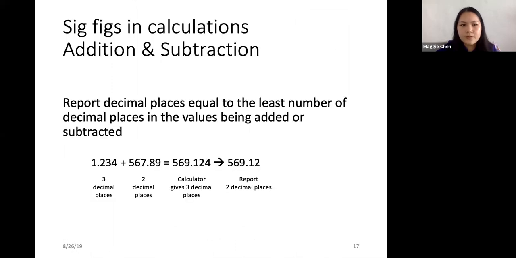Did anybody have any questions about sig figs when we're doing calculations?